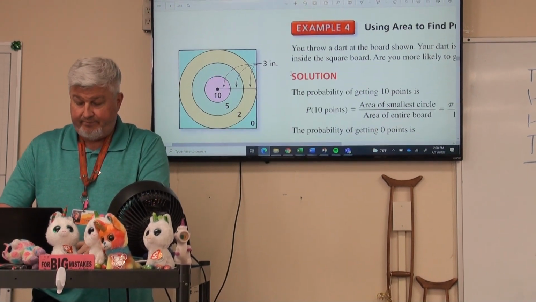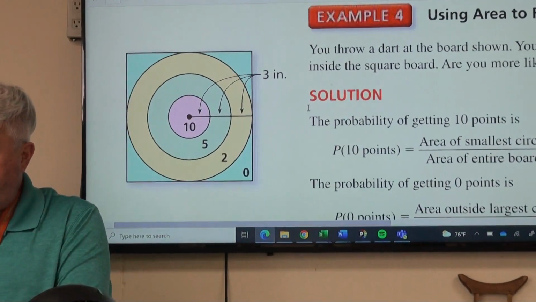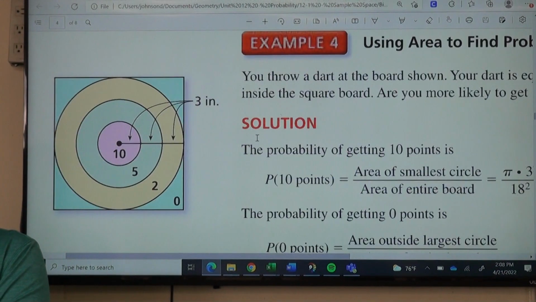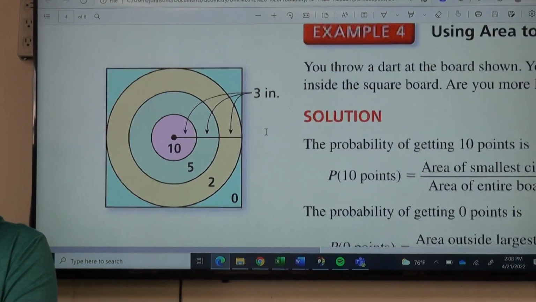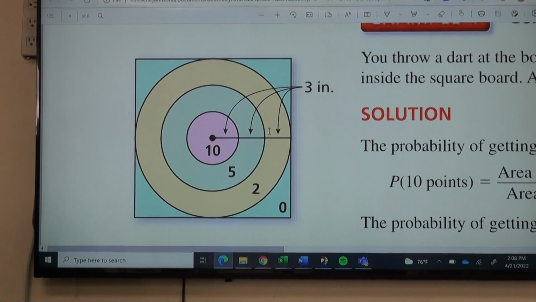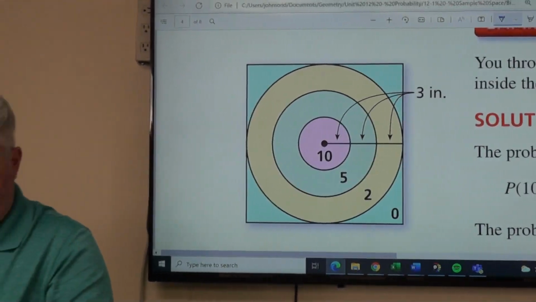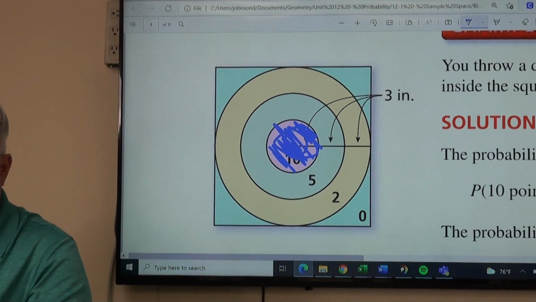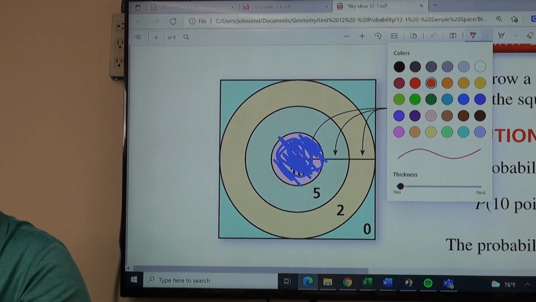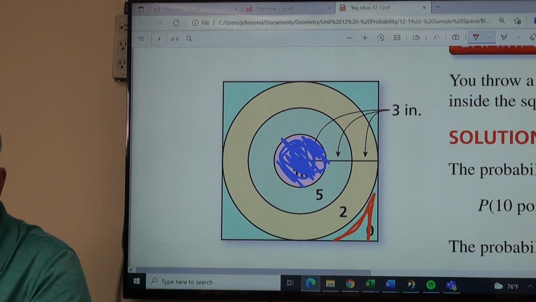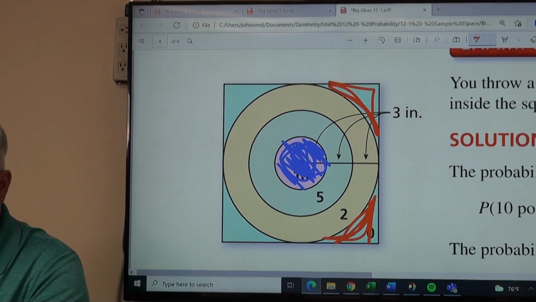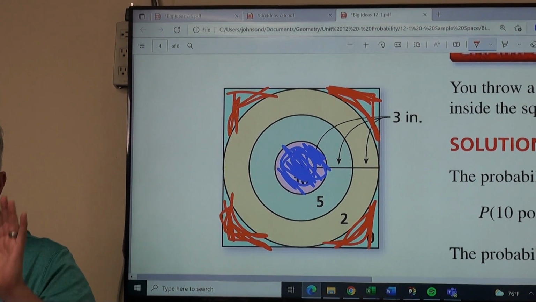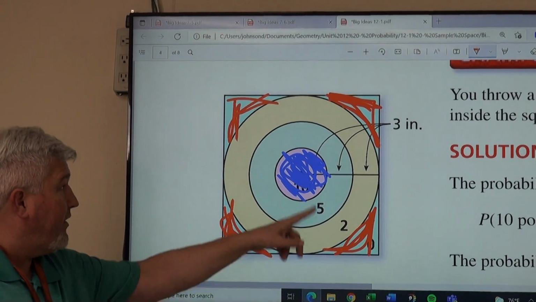Okay? So here's your dartboard. So it just asked us, are you more likely to get 10 points or 0 points? Oh, nightmare of nightmares. Are you more likely, let me shade in, are you more likely when you throw this dart to get it in this zone where you get 10 points? Or more likely to get it in any of these light blue zones that are worth 0? Okay? So you randomly throw this dart, you can hit anywhere on that board. Are you more likely to hit the center or hit one of these outside areas?